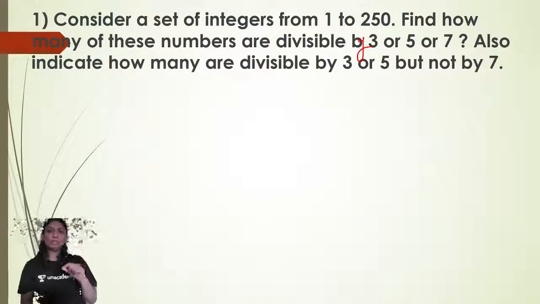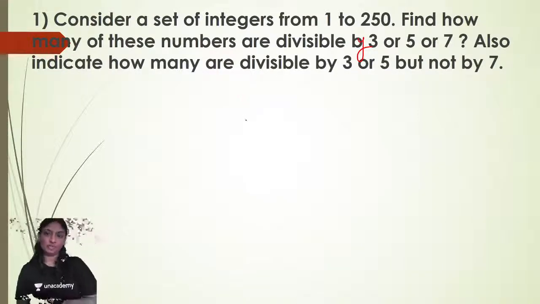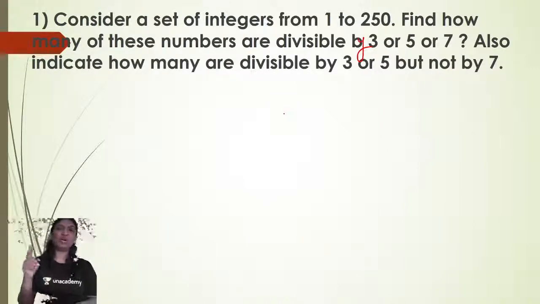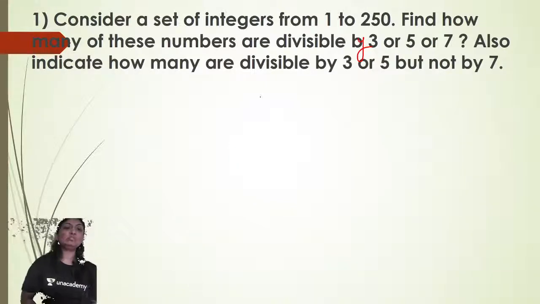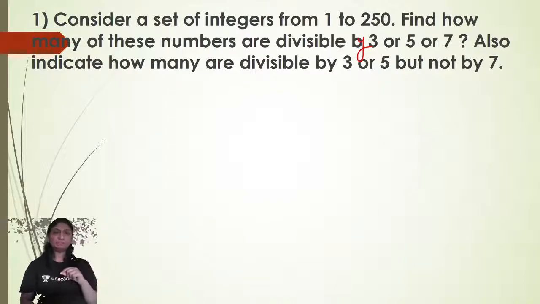If we go manually, counting the number of integers from 1 to 250 which are divisible by 3, 5 or 7, it will be a time-consuming process, right? So instead of that method, we will use the principle of inclusion and exclusion. With that, you will get the number of elements present in the given set with the given condition, that is, the number of integers from 1 to 250 which are divisible by either 3 or 5 or 7.